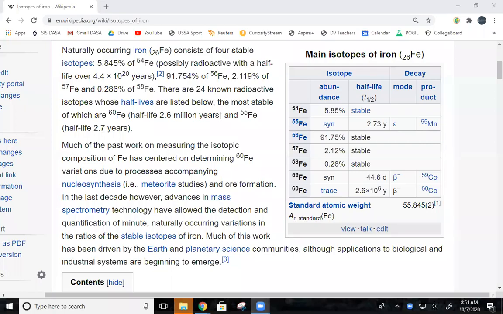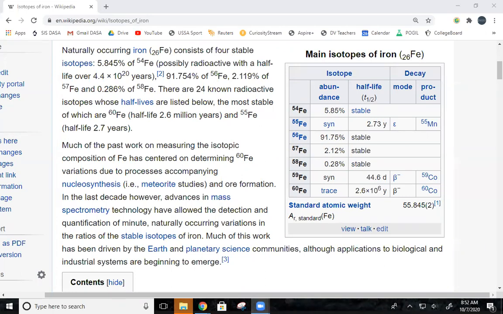So when we look at the isotopes of iron, we see these ratios of abundance, okay? 54 is 5, 56 is 91, 57 is 2, and then a little bit of 58, and then just tiny bits of the other isotopes, right? So what we're going to discuss today is the average elemental mass, all right?